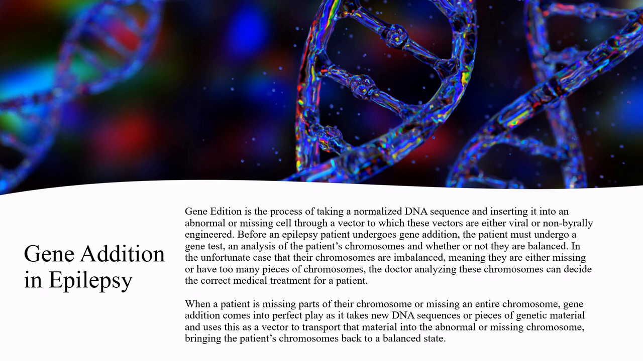In the unfortunate case that their chromosomes are imbalanced, meaning they are either missing or have too many pieces of chromosomes, the doctor analyzing these chromosomes can decide the correct medical treatment for a patient. When a patient is missing parts of their chromosome or missing an entire chromosome, gene addition comes into perfect play, as it takes new DNA sequences or pieces of genetic material and uses this as a vector to transport that material into the abnormal or missing chromosome, bringing the patient's chromosomes back to a balanced state.